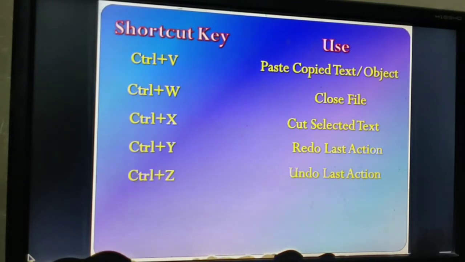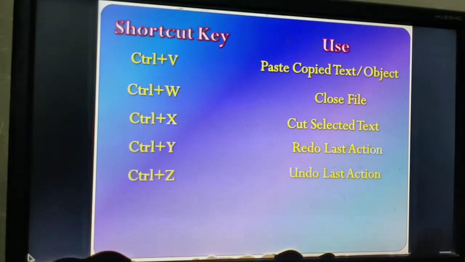Next is Ctrl plus Y, redo the last action. Next is Ctrl plus Z, undo the last action. Both of these, Ctrl plus Y and Ctrl plus Z, are vice versa. Both are opposite to each other. In Ctrl plus Z, we undo the last action. Suppose we have deleted some text mistakenly. Using Ctrl plus Z, that text will come back. It will not be deleted. So these options are vice versa, just opposite to each other.